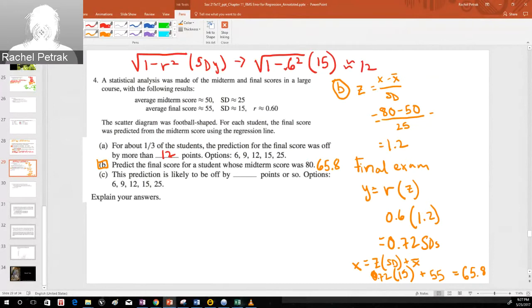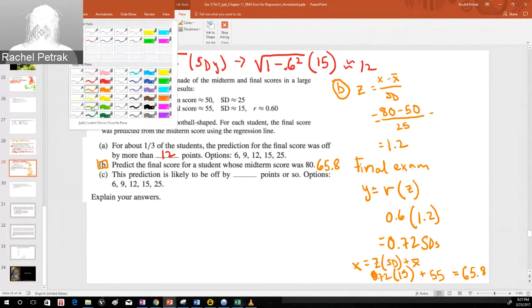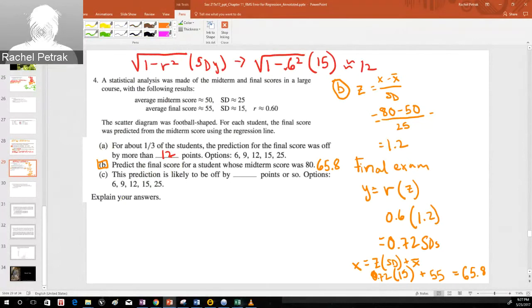And now, how much is that prediction likely to be off by? Well, this is going back to the same idea that we did in part A here. The RMS error is telling us the amount that the prediction is likely to be off by. So we're going to say 12 here because we already know that the RMS error is 12 per part A, right?